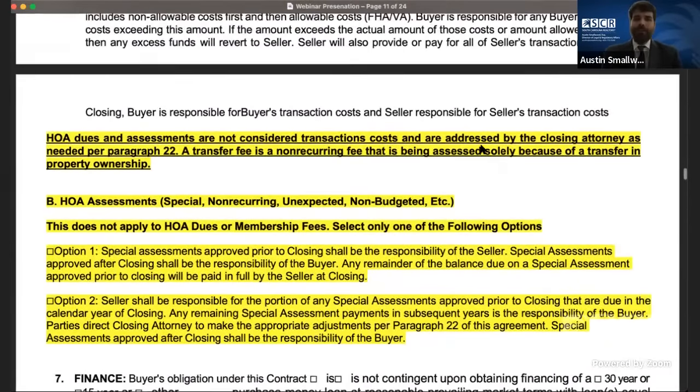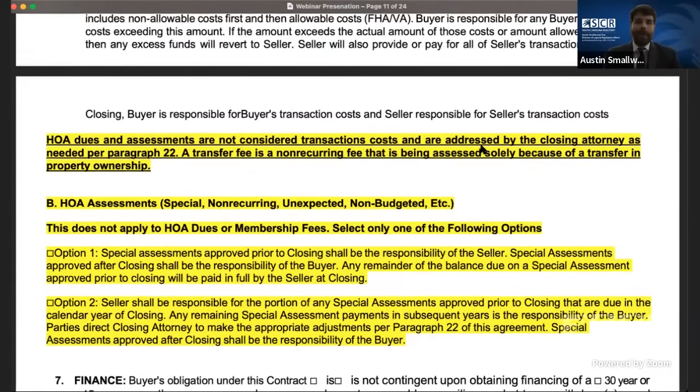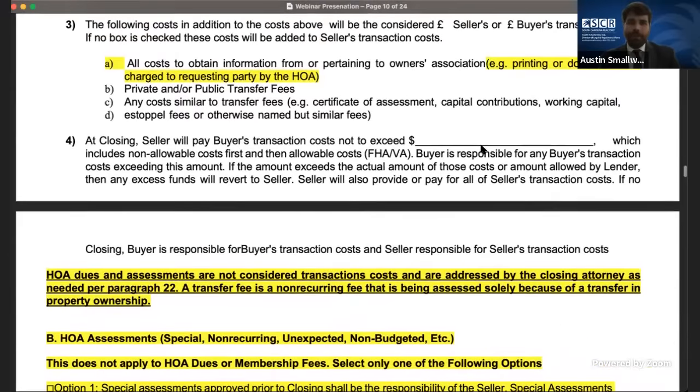So now the highlighted stuff is stuff that we're adding. Have in there that HOA dues and assessments are not considered transaction costs and are addressed by the closing attorney per paragraph 22. So when we talk about transfer fees, we're not talking about HOA dues. A transfer fee, again, is a non-recurring fee that is being assessed solely because of a transfer in property ownership. If this fee would have existed, whether or not the property is being transferred, then it's not a transfer fee or a cost similar to a transfer fee.